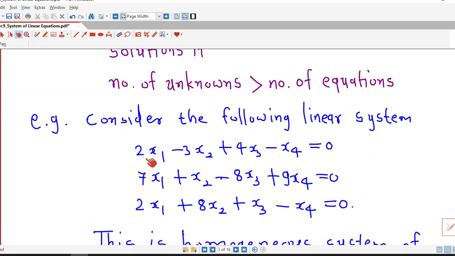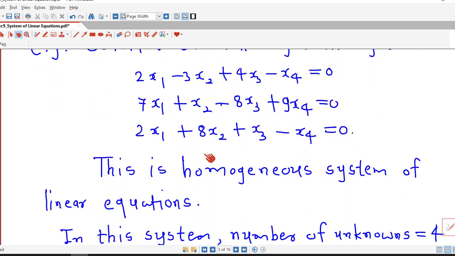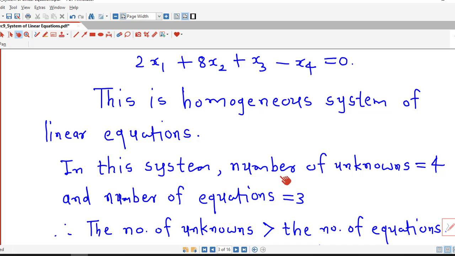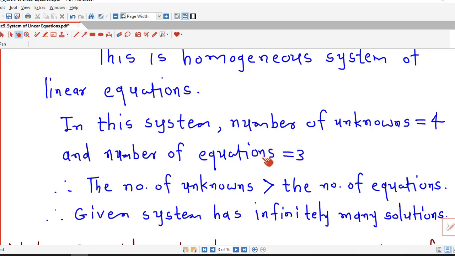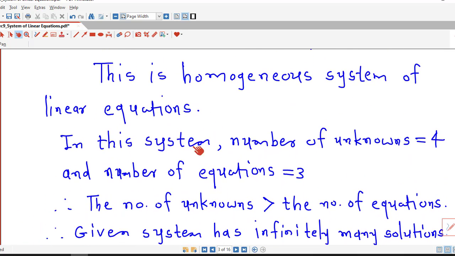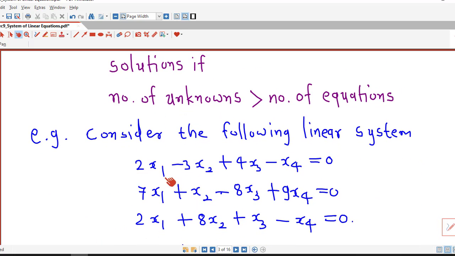For example, we consider this system which is homogeneous. Here the number of variables or unknowns x1, x2, x3, x4 is 4, and there are 3 equations. So this is a homogeneous system in which the number of unknowns equal to 4 is strictly greater than the number of equations, which is 3. Therefore the given system has infinitely many solutions, including the trivial solution.